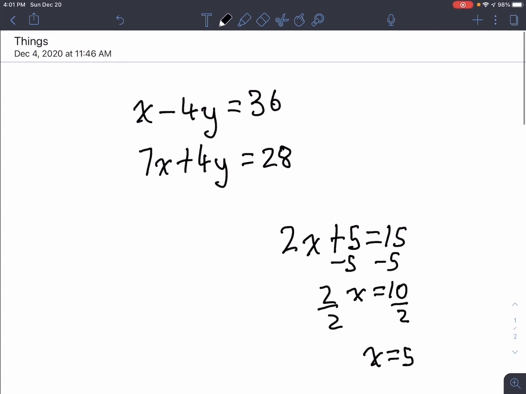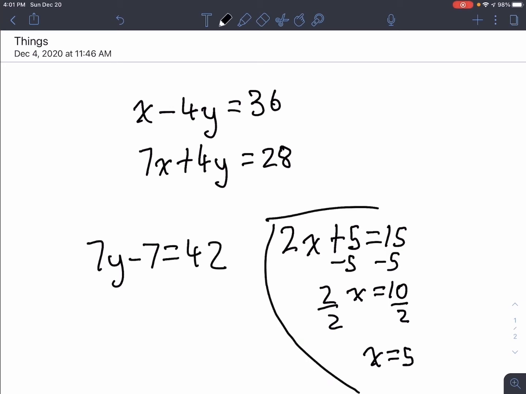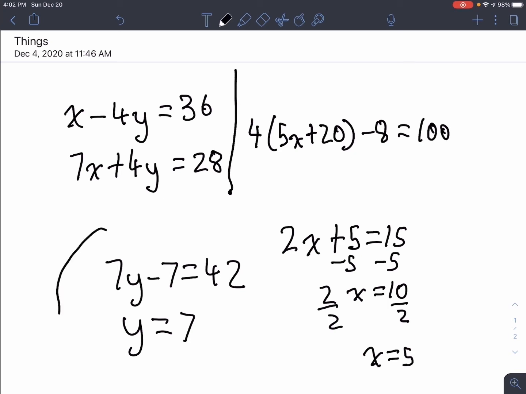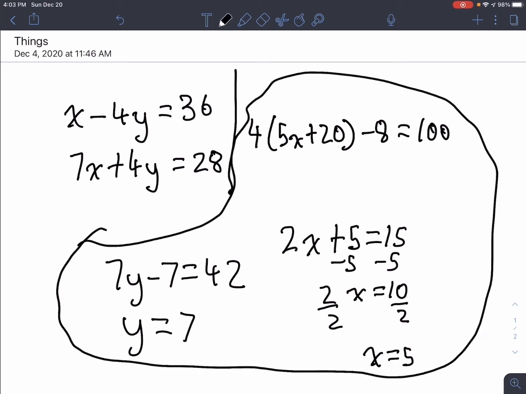Or you can probably solve something simple like 7y minus 7 equals 42. In this case, you would get y equals 7. Here is a more complicated problem, something like 4 times 5x plus 20 minus 8 equals, let's say, 100. You may be able to solve all of these problems, because at the end of the day, all of these problems only have one variable.